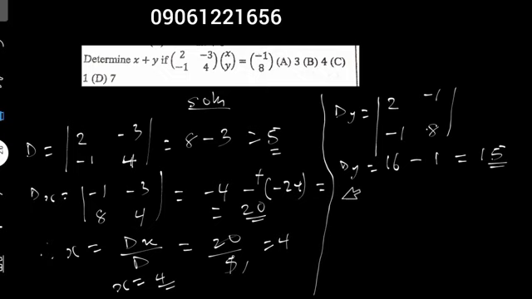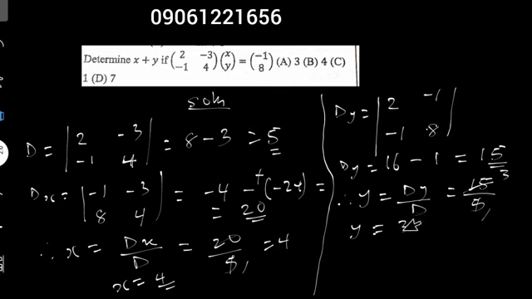Now to get the value of y, it will be equal to the determinant of y divided by the determinant, and where we have determinant we have 5, and the determinant of y is 15. So that will be equal to 15 divided by 5. 5 here 1, 5 and 15, that's equal to 3. So it means that our y is equal to 3.